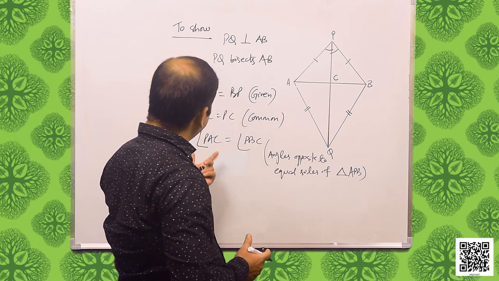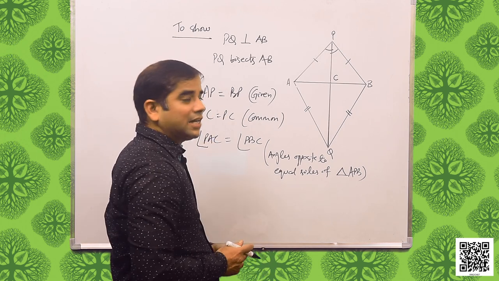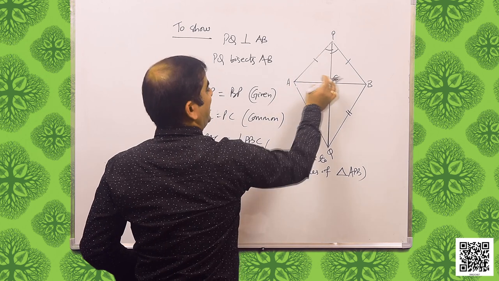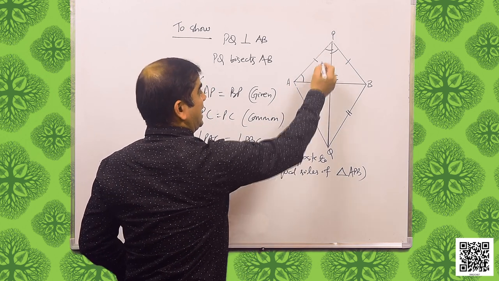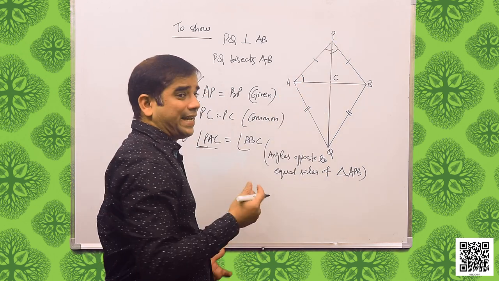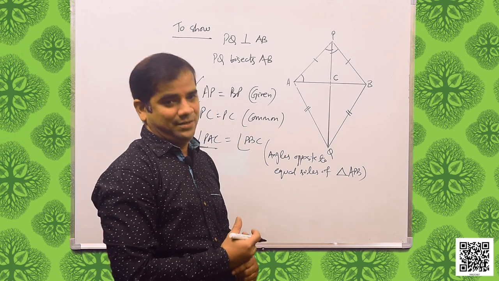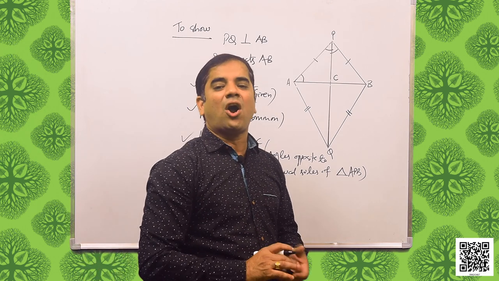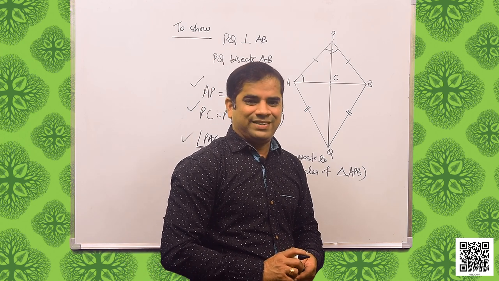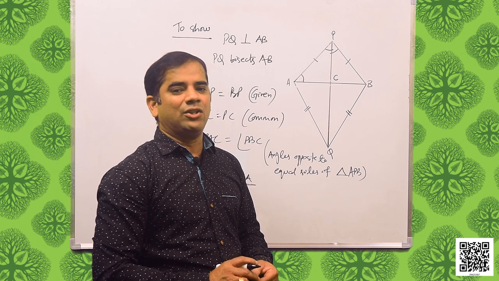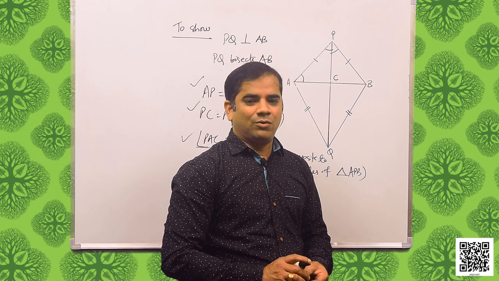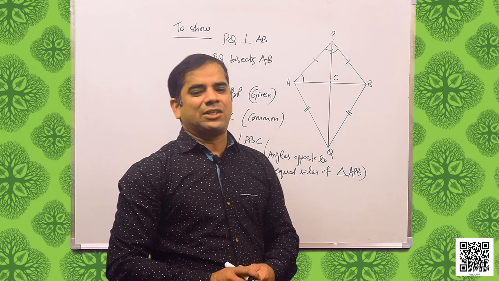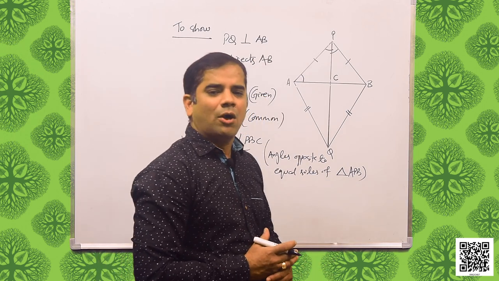Let us check whether these angles are included angles of those triangles or not. AP and PC, okay, AP, PC and PAC. So this angle is not the included angle for AP and PC. So we cannot go for SAS rule of congruency. It is giving us SSA rule of congruency, which is not always valid or true. That's why, as the angle is not included between the equal pairs of sides, we cannot go for the congruency of those triangles.